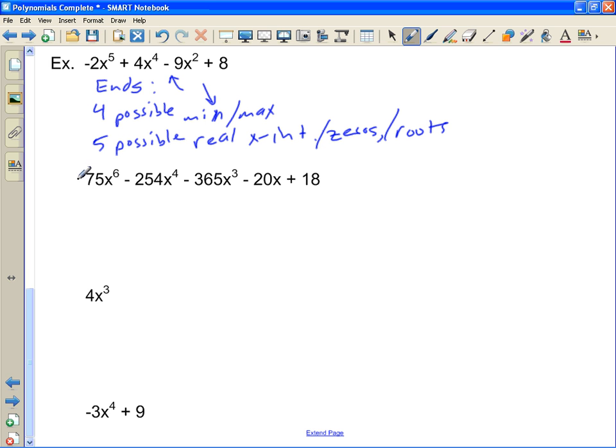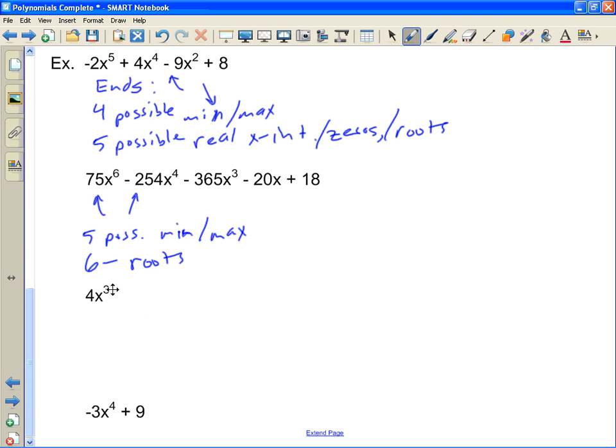Here I've got positive coefficient, even power, so my end behavior is going to be up and up. 5 possible min-maxes, and 6 total roots. Up to 6 of them may be real. When we start finding roots, we're going to deal just with the real ones before we break into finding all of them, which would include the imaginary ones.